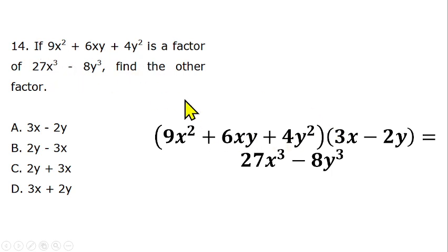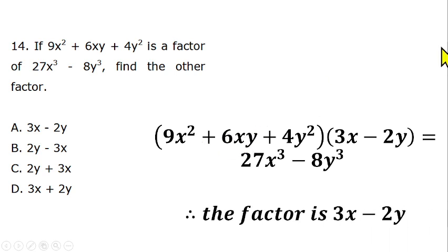So I have 9x squared plus 6xy plus 4y squared to multiply by 3x minus 2y. If you multiply this with this and simplify your answer, you'll be having 27x cubed minus 8y cubed. So that means 3x minus 2y is the factor we are looking for, the third factor of this cubic expression here.